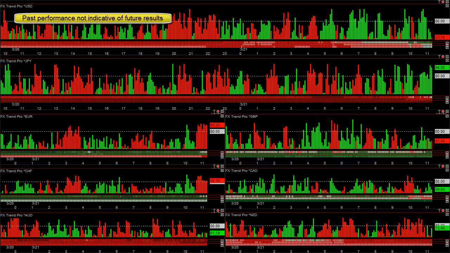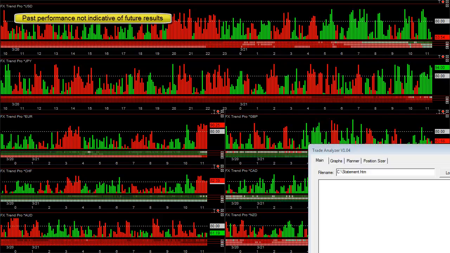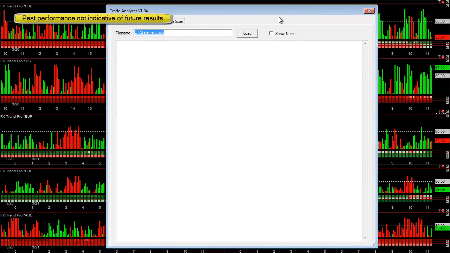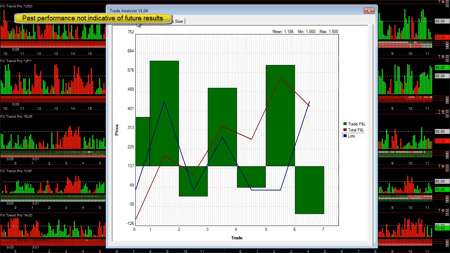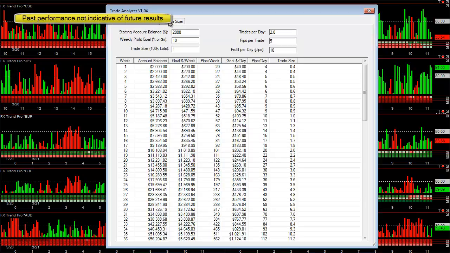Let me just go on a little tangent right here. Here's our trade analyzer planner, which lets you analyze your trades. I think I don't use MetaTrader to trade with, but I think I exported one of our users' trades. It shows you what the stats were, and graphs out how much you made or lost in each trade and so forth. What I wanted to show you was, let's just say you have a $2,000 account.